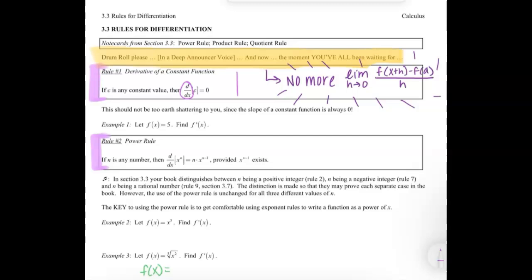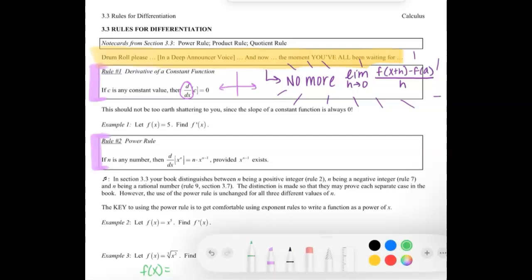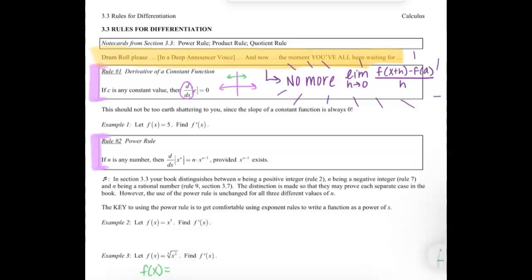When you have a constant on the graph, it looks something like this, where it's just a horizontal line. Something that's constant has no slope, or I guess the slope is 0. There's no rise over run, it's just 0. So anytime you are asked to find the slope of a constant, it equals 0. That is rule number 1.